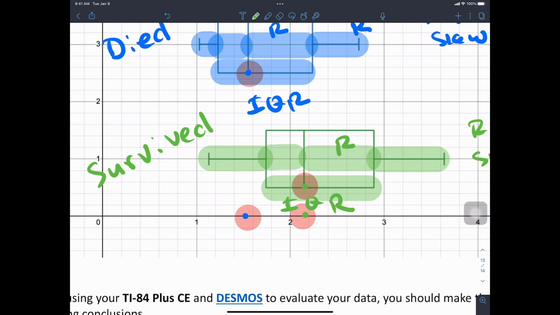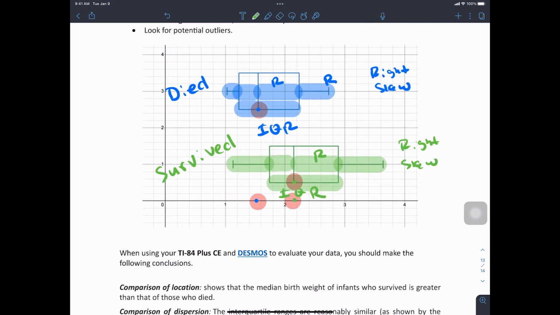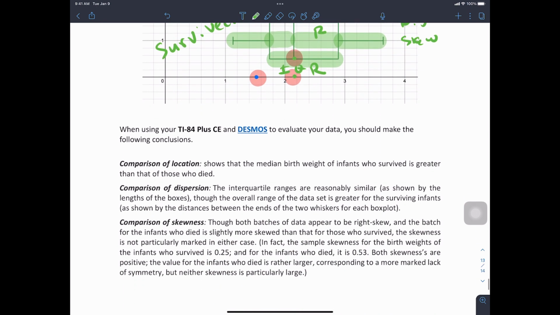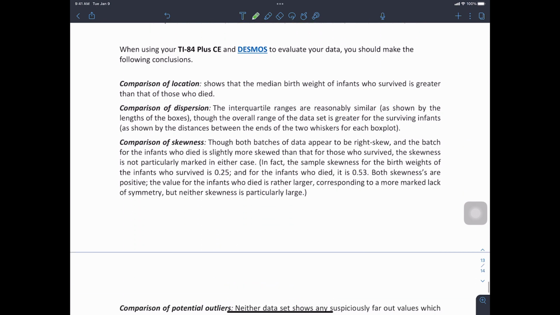Versus the ones who survived are bigger than about 2 kilograms. So weight is a factor, but this is how we start to compare the data. If we look at the conclusion for comparison and location, it shows that the median birth weight of the infants who survived is greater than those who died. The interquartile ranges are reasonably similar. They kind of look similar. That's true. So the overall range of the data set is greater for the surviving infants.